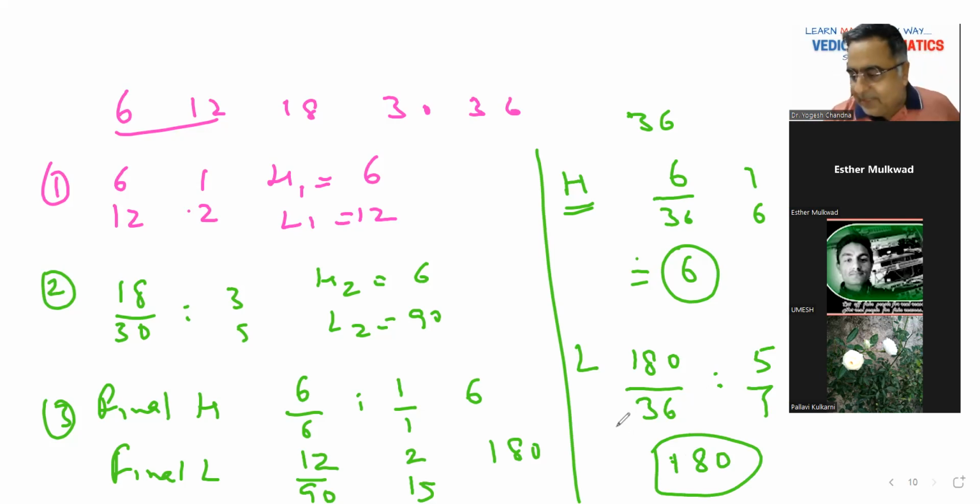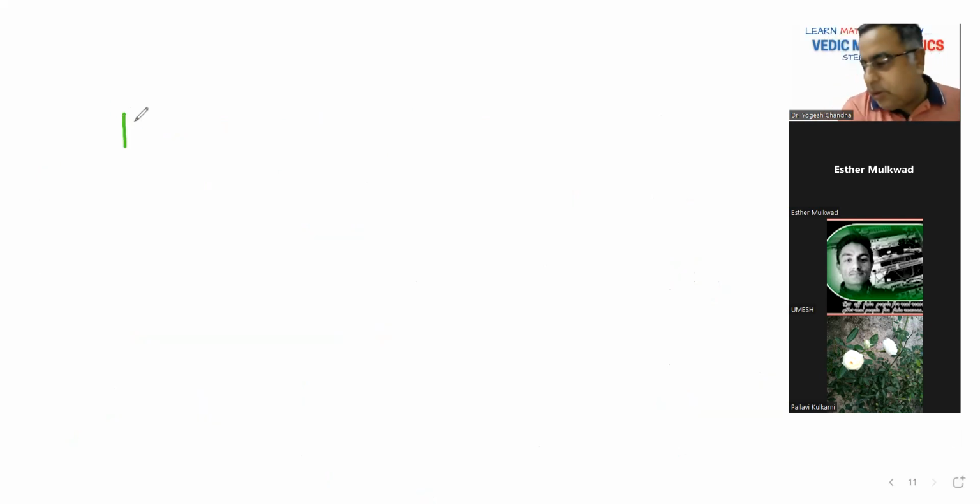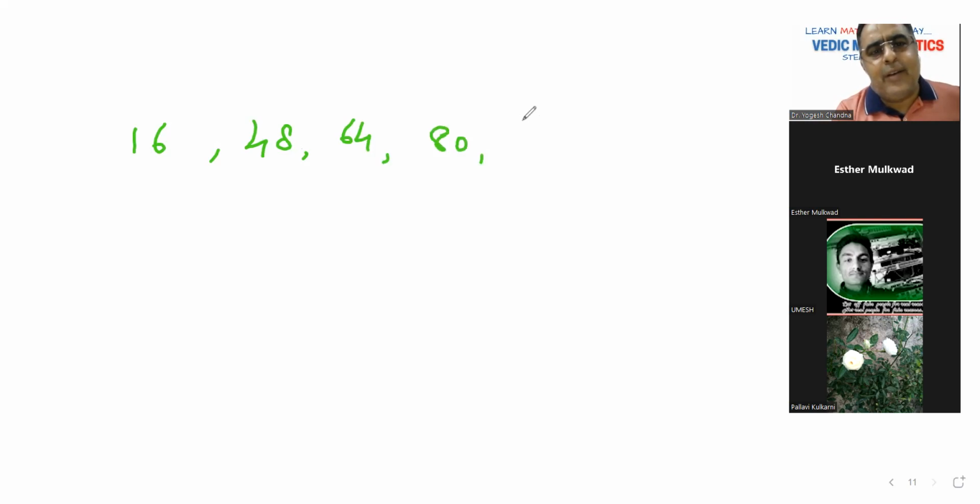नो सर, नाउ गॉट इट। फिर one question exercise का 12, oh sorry, not 12. 16, 48, 64, 80, 112. So 5 digits का ये निकालिए.